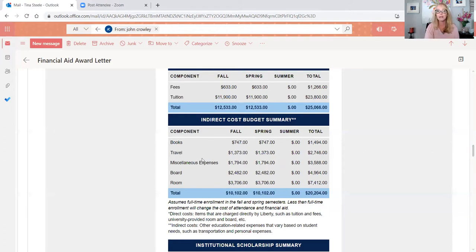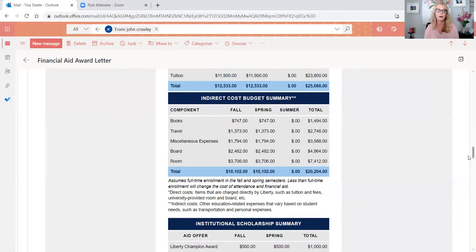Because if you're not taking the books, travel, and miscellaneous expenses into consideration, remember, those direct costs were about $38,000, plus they're getting the $21,000 in financial aid. So really, you just need about $17,000 to pay that financial aid gap, keeping in mind that books and travel and incidentals would be out of pocket. And then when you have that financial aid gap, I have other videos on my YouTube channel that you can refer to about options for closing the financial aid gap.